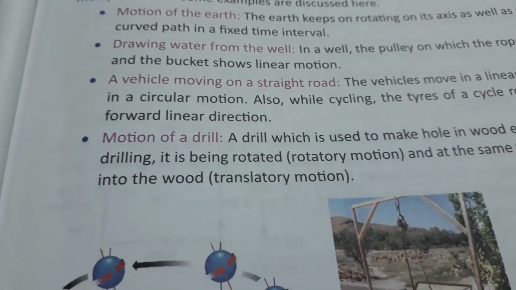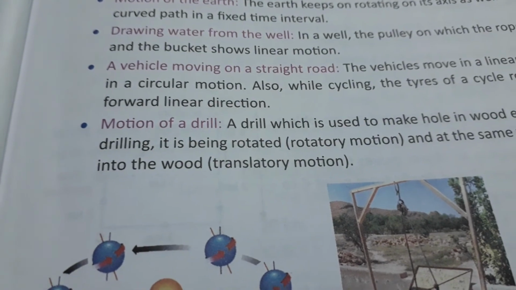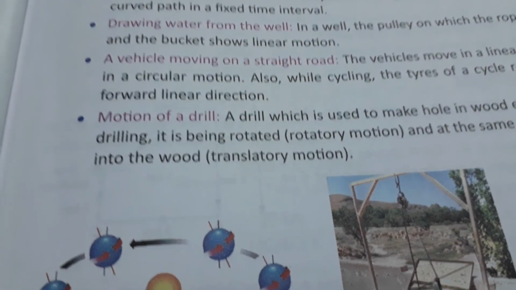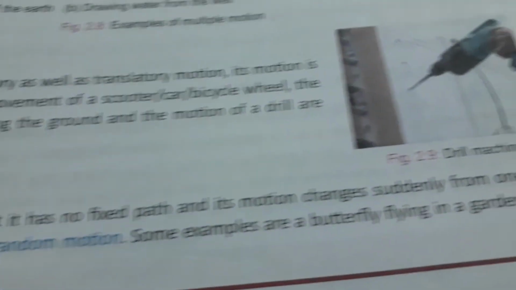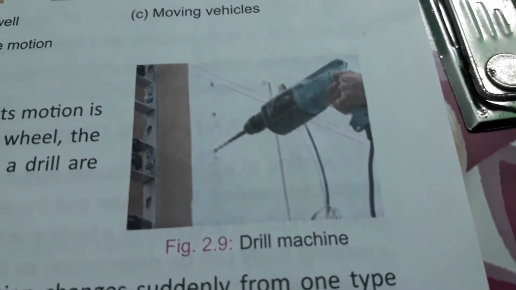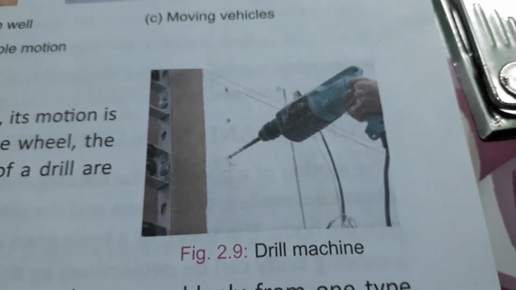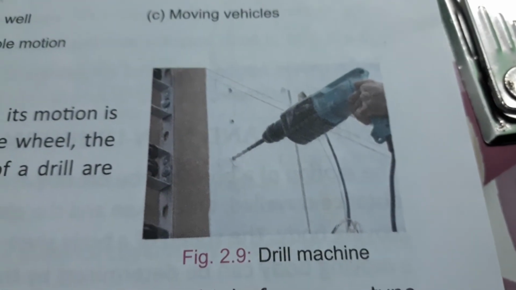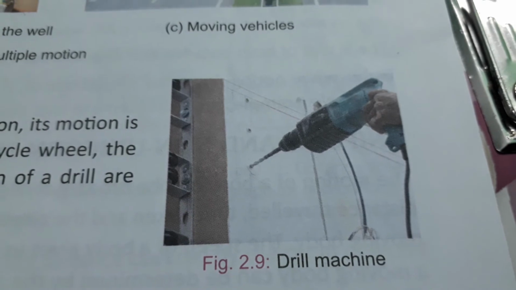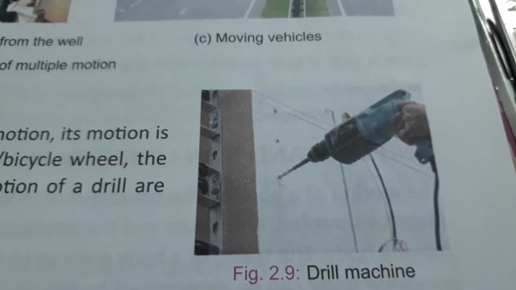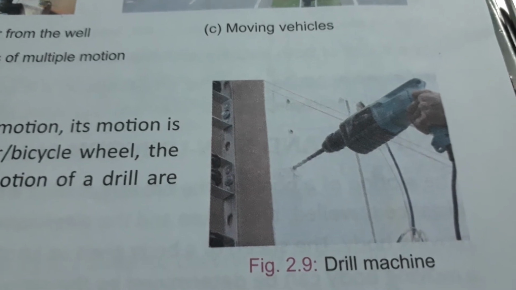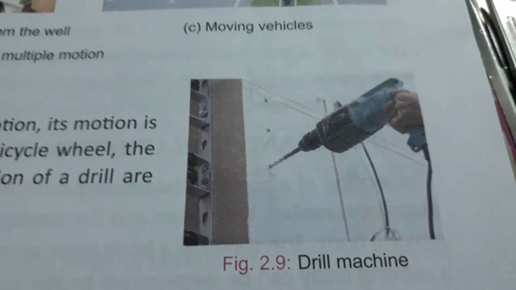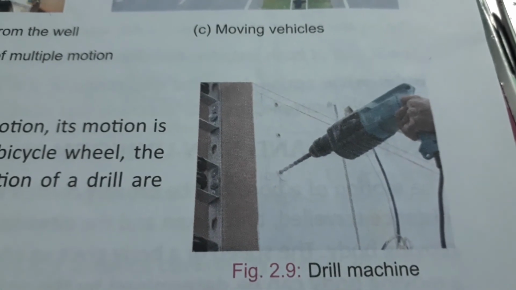Next, driller. We make holes in the wall using a driller. This is the driller. So here you can observe, when you are operating the driller, it will rotate. The driller rotates and enters into the wall. By rotating, it enters into the wall. So two types of motions you can observe: rotation and forward direction.